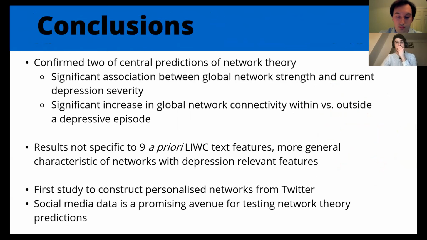So from this, we were able to conclude that we were confirming 2 of the central predictions of network theory. One, that there was a significant association between global network strength and current depression severity, as well as a significant increase in global network connectivity within versus outside a depressive episode. Our results were not specific to the a priori 9 text features we selected, but rather a more general characteristic of networks with depression relevant features. Ours was the first study to construct personalized networks from Twitter and is thus a promising method for testing some of the more difficult network theory predictions.